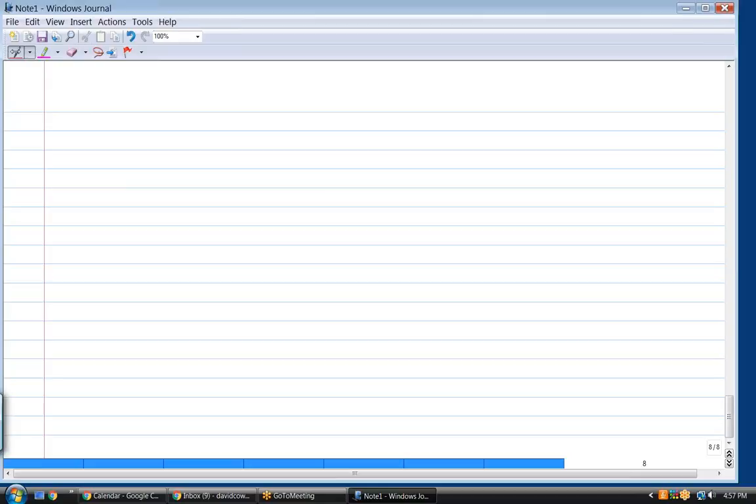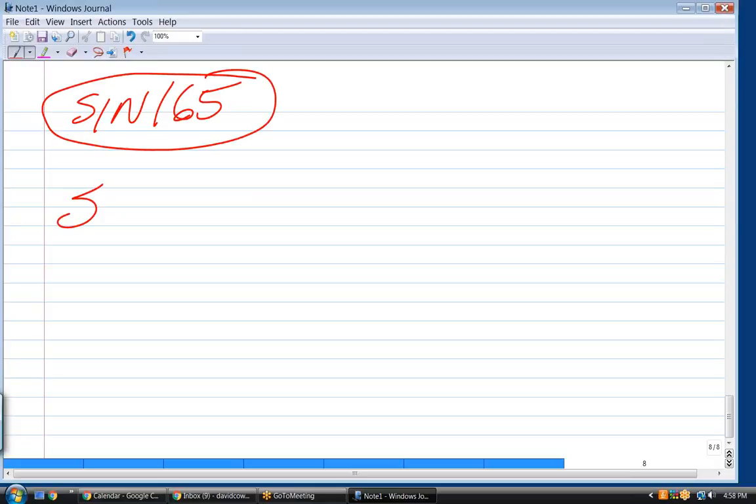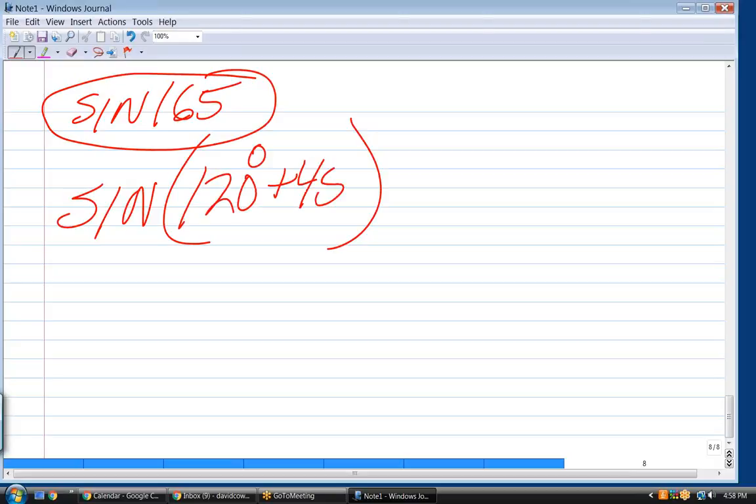I have another one, like sine of 165. Okay. Let's split that up into the sum or difference of two different angles that we know. 120 and 45. Okay, now use your sum and difference. What's this going to be equal to? Plus. This one would be sine 120, cosine 45, then sine 45 and cosine 120.